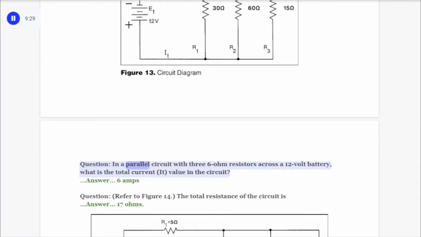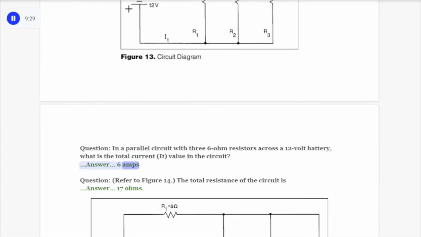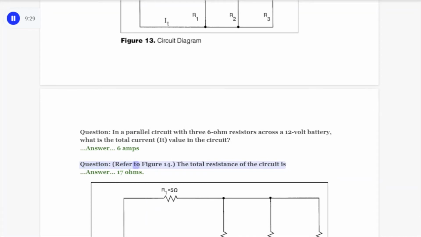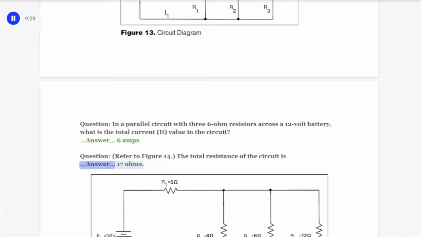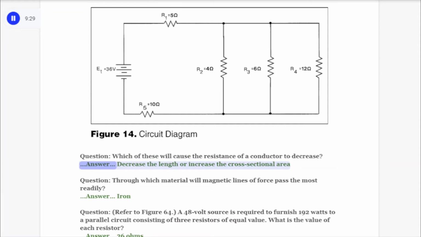Question. In a parallel circuit with 3 6-ohm resistors across a 12-volt battery, what is the total current value in the circuit? Answer. 6 amps. Question. Refer to Figure 14. The total resistance of the circuit is. Answer. 17 ohms. Question. Which of these will cause the resistance of a conductor to decrease? Answer. Decrease the length or increase the cross-sectional area.